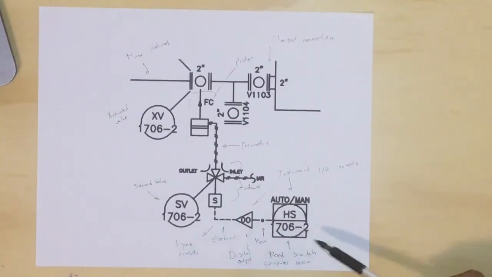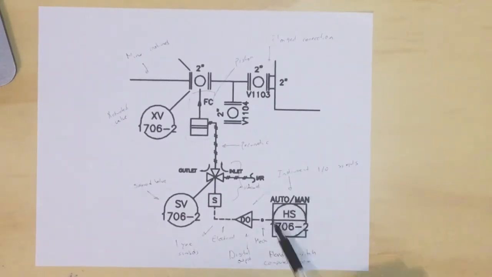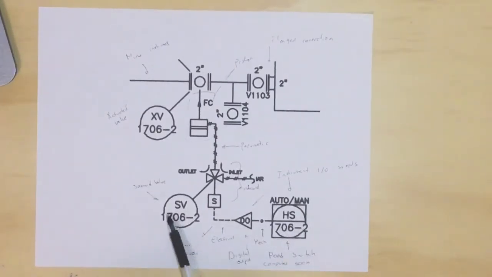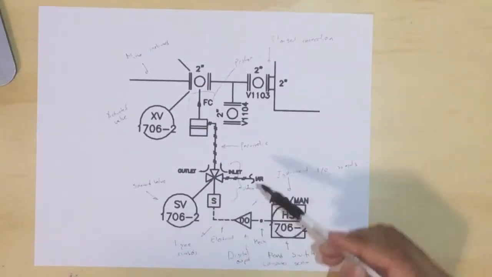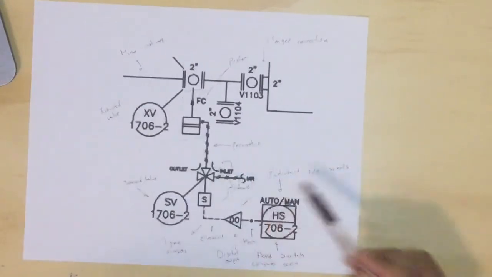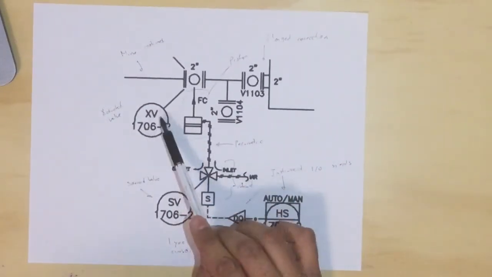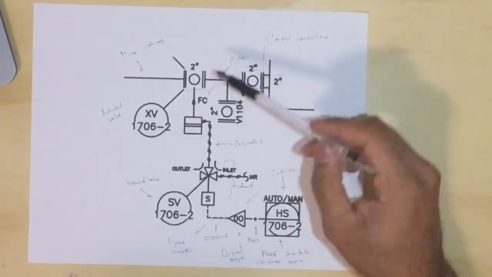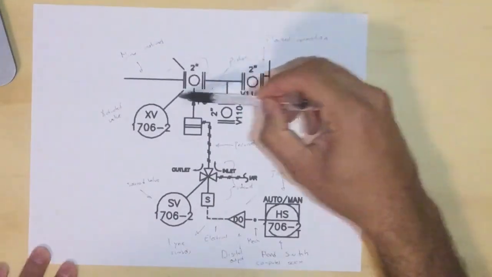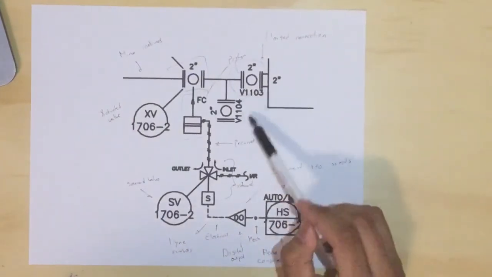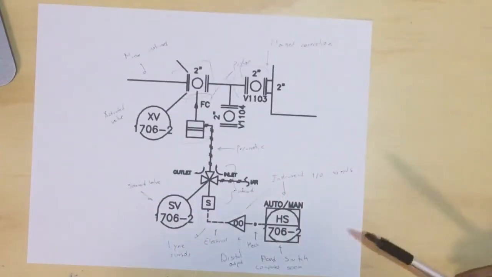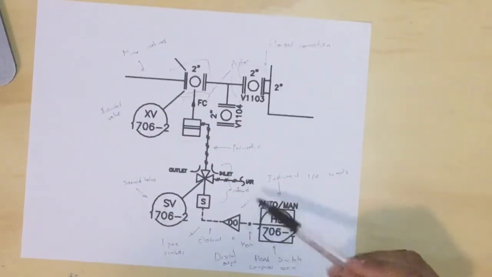This HS means that it's a hand switch that you can use to change this device from automatic to manual. Then in the other we have a solenoid valve that is marked with this. This complete scheme is for a solenoid valve. Then here we have an XV that is an actuated valve that is marked. This and this are solenoid and actuated marks. Here is the tag.